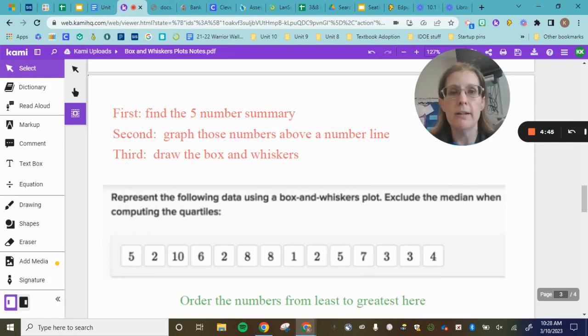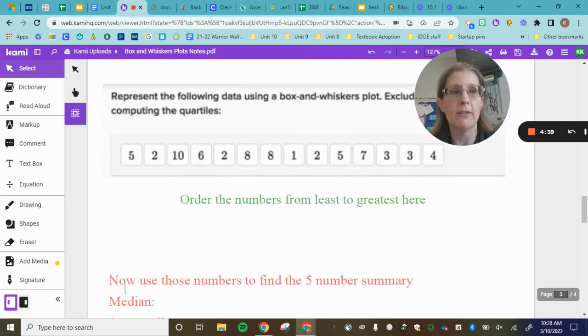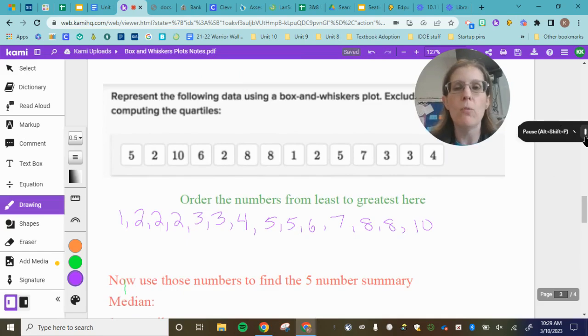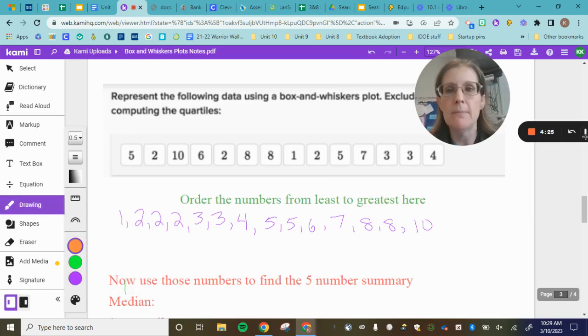So step 1, before you can find your 5-number summary, you have to put everything in order from least to greatest. I'm going to pause and do that now. Hopefully you got 1, 2, 2, 2, 3, 3, 4, 5, 5, 6, 7, 8, 8, and 10. So in our 5-number summary, the first thing we find is the median. So cross out the outside until you find the middle number.